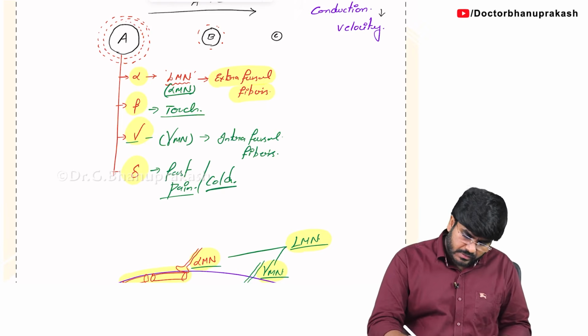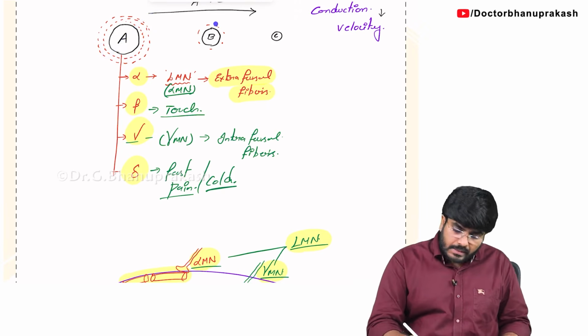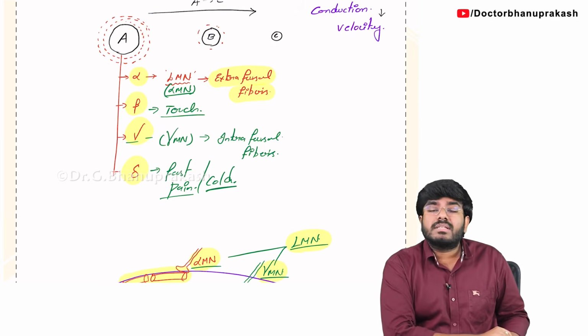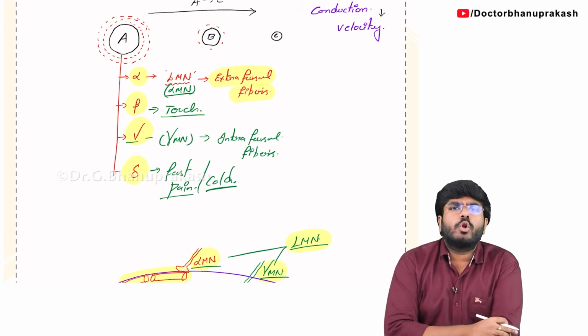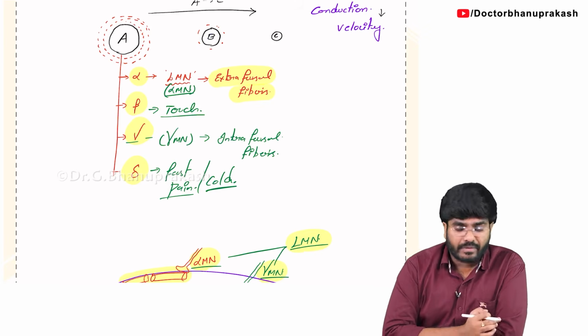So successfully we have completed the A. A is done. The next question is, where do we see B type of neurons in our body? B type of neurons are present as preganglionic sympathetic fibers.